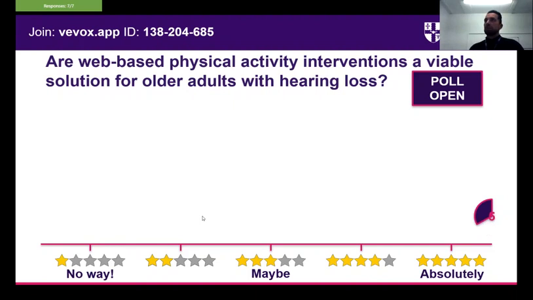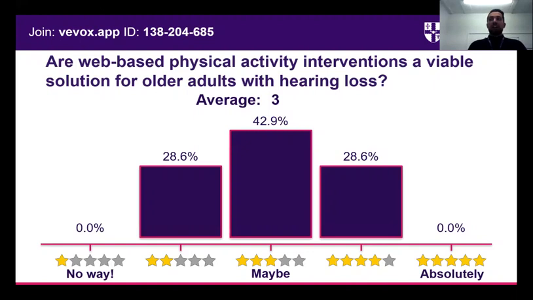I can see everyone's responded. Well done, everyone. So let's take a look here. So interesting. Okay, I've changed the order of my slides slightly, so I'm glad that this result has happened. We've got some people, no way, not a viable solution. Some people, four stars, but most people somewhere in the middle, which means we have an average of around three.